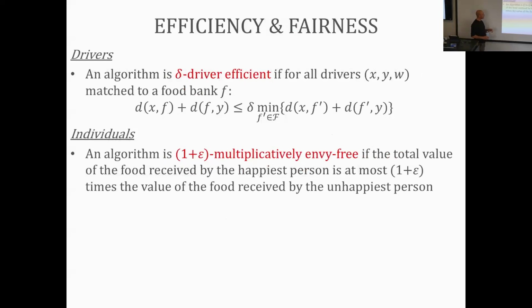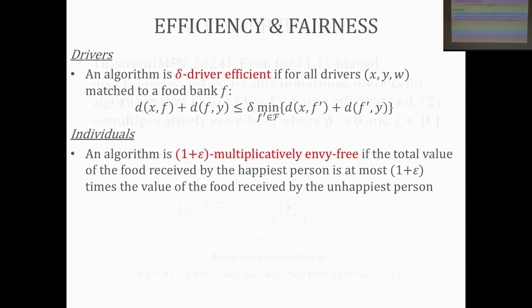So what's fairness and efficiency here? For individuals, this matches the previous fairness guarantees. Something is multiplicatively envy-free, say 1 plus epsilon, if the gap between the happiest and unhappiest person is 1 plus epsilon. And at the same time I also want driver efficiency. If you're a driver X, Y, W, where X is your origin and Y is your destination, I want the distance I tell you to travel, X to F and F to Y, where F is a food bank, to be within a delta fraction of the optimal. I cheated a little bit in that this optimal includes a food bank.